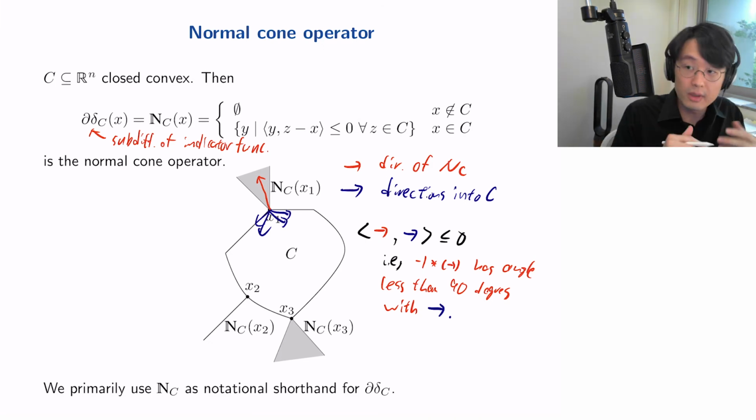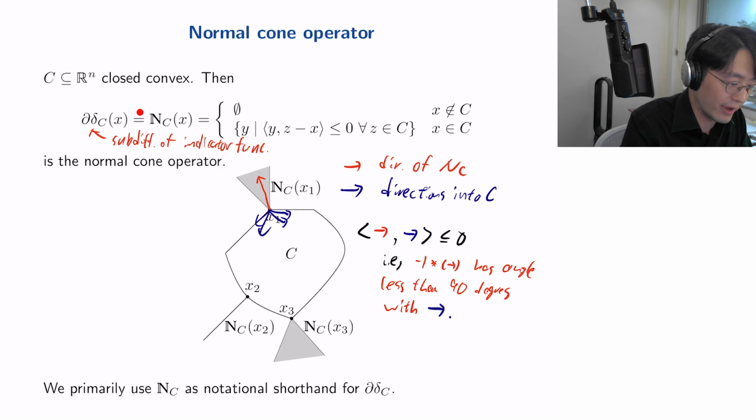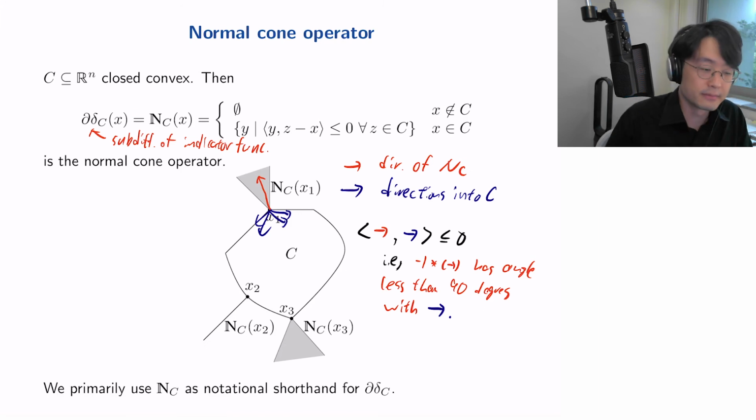So that was a very high-level, hand-wavy description of the normal cone operator. It's an interesting object in convex analysis, and it is worth trying to understand if you want to know convex geometry very well. But for the purpose of this class, we'll just write this definition down, recognize that NC is equal to the subdifferential of delta C, recognize that this fact is true, and then move on.